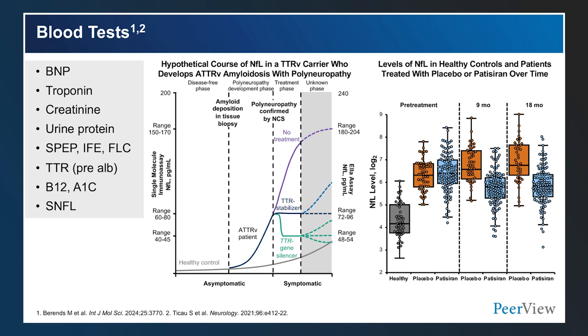Of note, neurofilament light chain does increase by age, so you do have to account for that, and it is not specific for amyloid. It's seen in any kind of neuronal damage, CNS or PNS, so it's important to interpret it in the right clinical context. This was a study also looking at patients on patisiran over time, and you can see the neurofilament light chain level reduced over time.